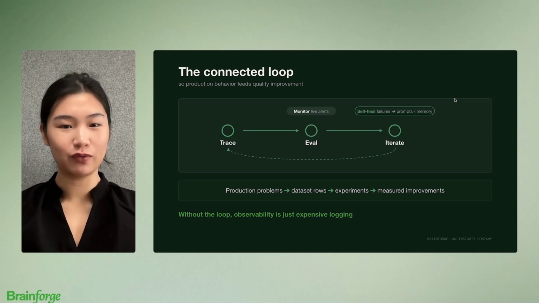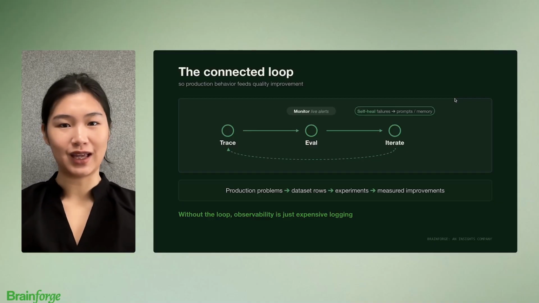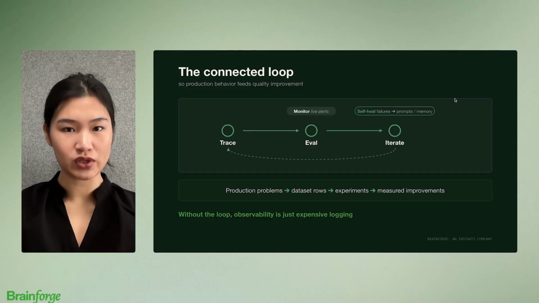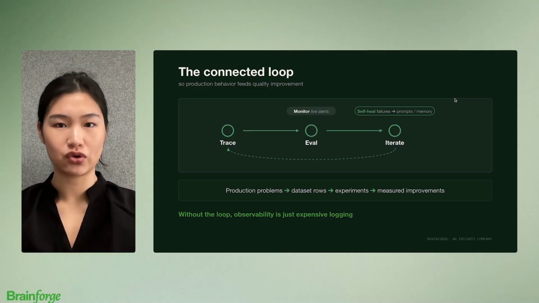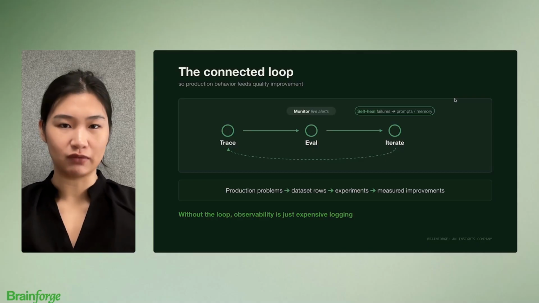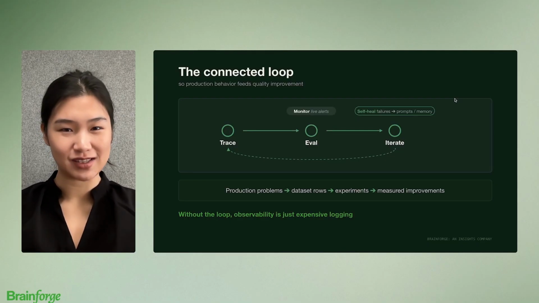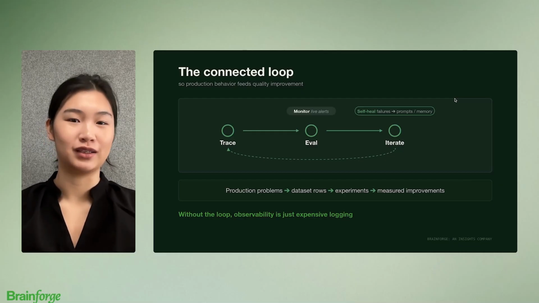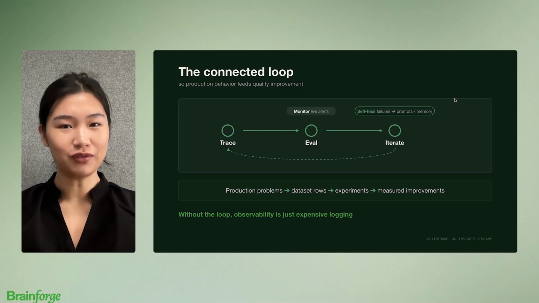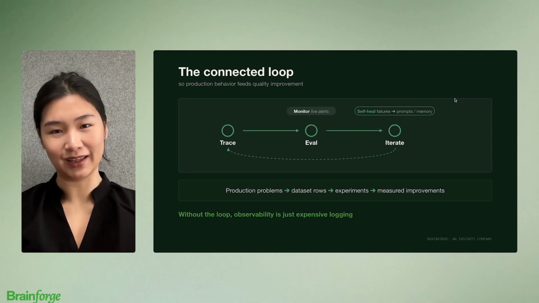With this loop of trace, eval, and iterate, you can turn problems in production into recorded datasets, and then you can run experiments on those datasets and arrive at measured improvements on your product. Without this loop, your observability would just be an expensive logging system. Now, there are other things you can do with your observability traces, such as monitoring and alerting, and also self-healing and self-learning loops, which we will cover in another video.